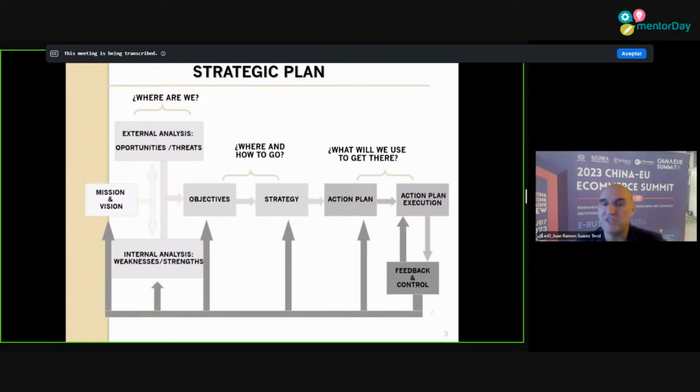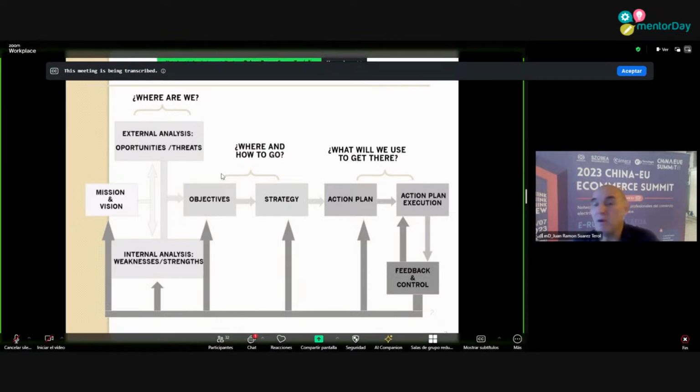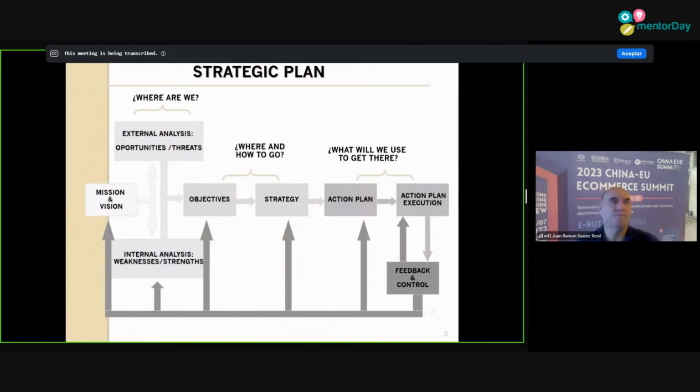If we are not reaching our goals, something is going wrong. We have to analyze. Probably we didn't do a good analysis. Probably our objectives were very optimistic. Probably our strategy was not the good one. Our pricing, our products, etc., are not received by the market. Or probably our action plan, we didn't go to the right trade fairs. We didn't talk to the right people in Germany.